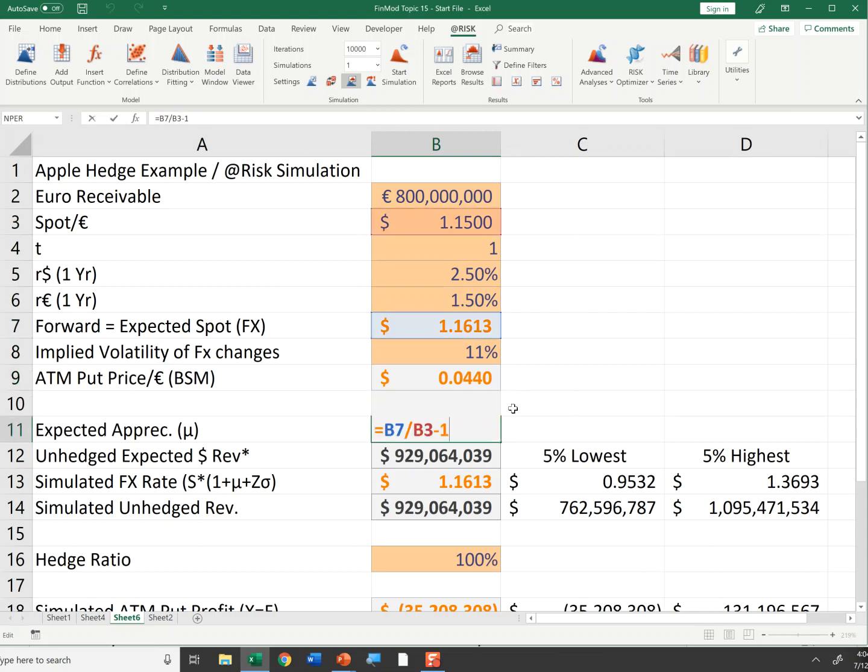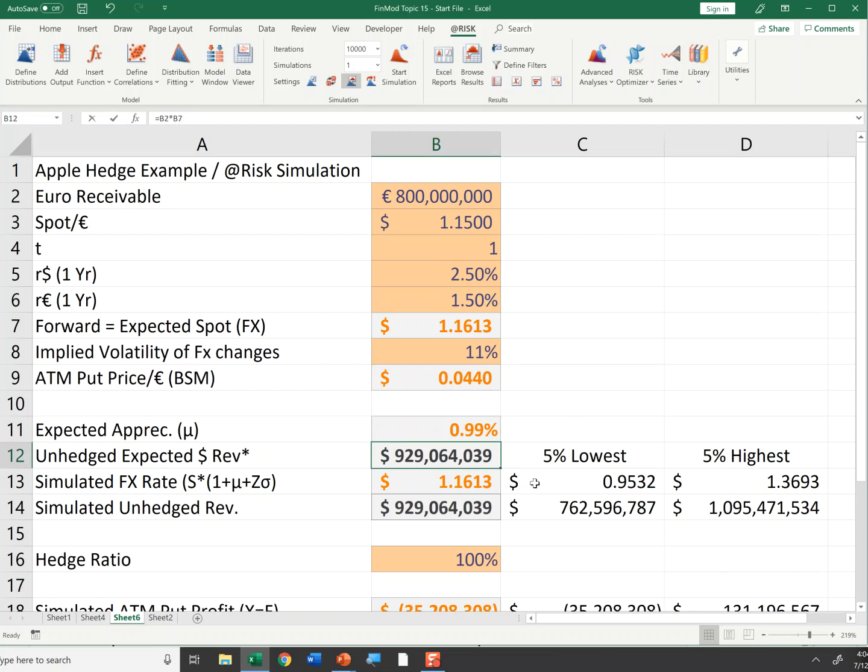In this case, if I take the expected spot price 1 year from now over today's spot price, it tells me that the dollar is expected to appreciate by 1%. However, that means the euro is expected to depreciate by 1. I'm sorry, the euro is expected to appreciate by 1% by just taking 1.16 over 1.15. And that's 0.99% if I do it mathematically. So the euro is expected to appreciate by about 1% based on this model.